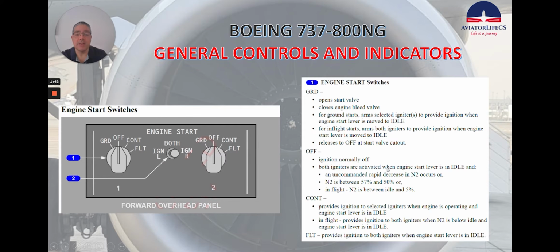Both igniters are activated when the engine start lever is in idle and an on-command rapid decrease in N2 occurs, or N2 is between 57 and 50%, or in flight, N2 is between idle and 5%. If we go to continuous, it provides ignition to selected igniters when the engine is operating and the engine start lever is in idle. In flight, it provides ignition to both igniters when N2 is below idle and the engine start lever is in idle. In flight, it provides ignition to both igniters when the engine start lever is in idle.